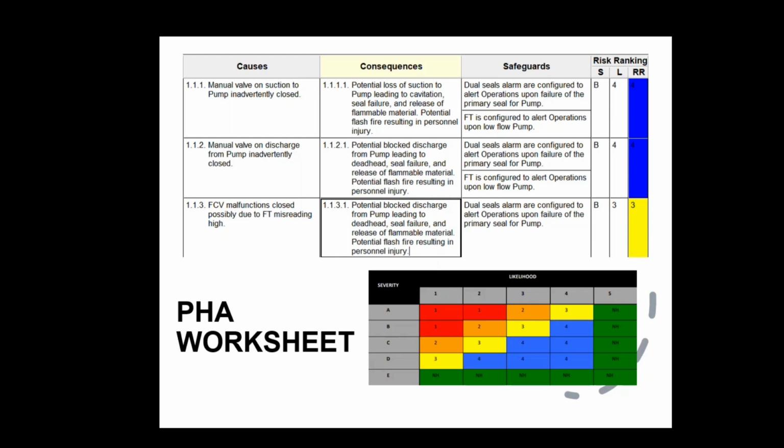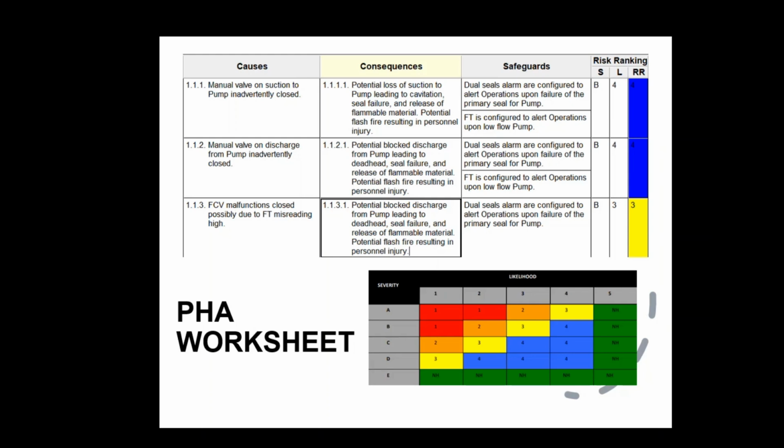If the manual valve inadvertently closed, then the scenario we would see with no safeguards is a potential loss of suction to the pump leading to cavitation, seal failure, and release of flammable material. This will lead to a potential flash fire resulting in a personnel injury. So in this theoretical scenario, we're going to say that the team ranked this as a B, which would be a permanent disabling injury to personnel.